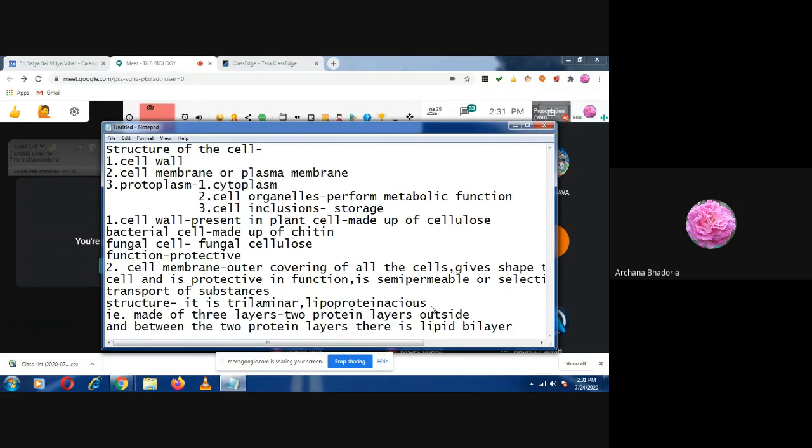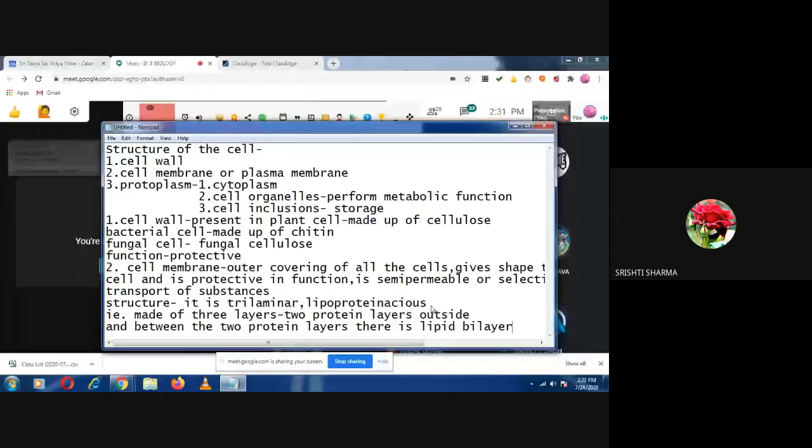So in a way, total how many layers we have in the cell membrane? Three layers. ऊपर के दो प्रोटीन लेयर और बीच में दो लिपिड लेयर. बीच में दो क्या प्रेजेंट है? Lipid layer. Okay. So now try to understand that how.